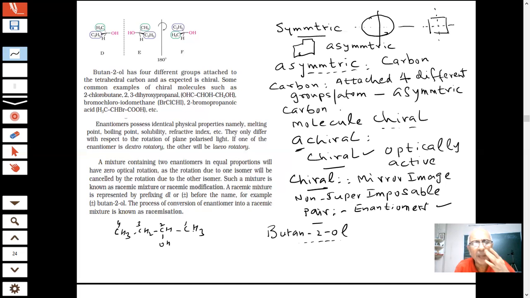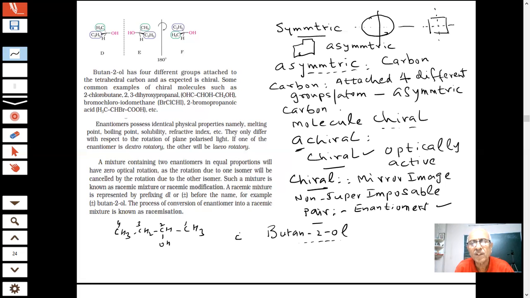How many groups are there in this? The 3 hydrogens are there, so they are the same. What about this carbon? One hydrogen and 2, and one oxygen hydrogen. How many groups are there? 4. Yes, sir. Which ones? Hydrogen, this one, and this and this.